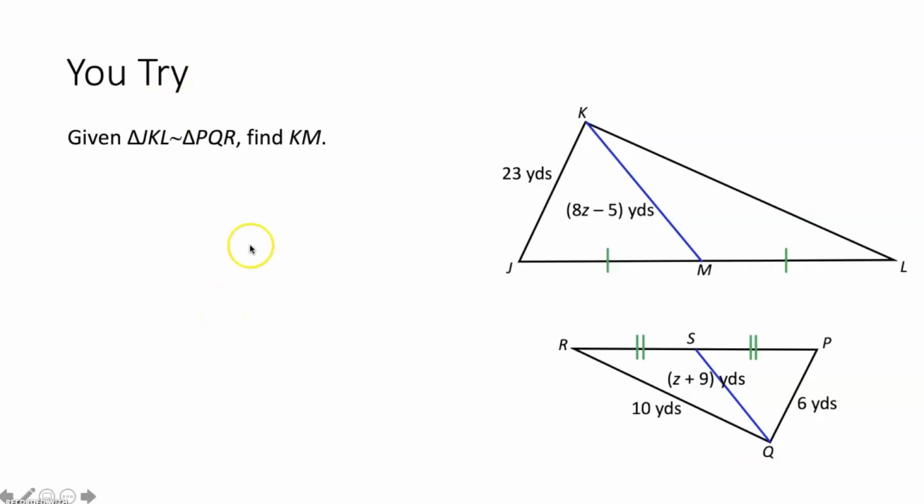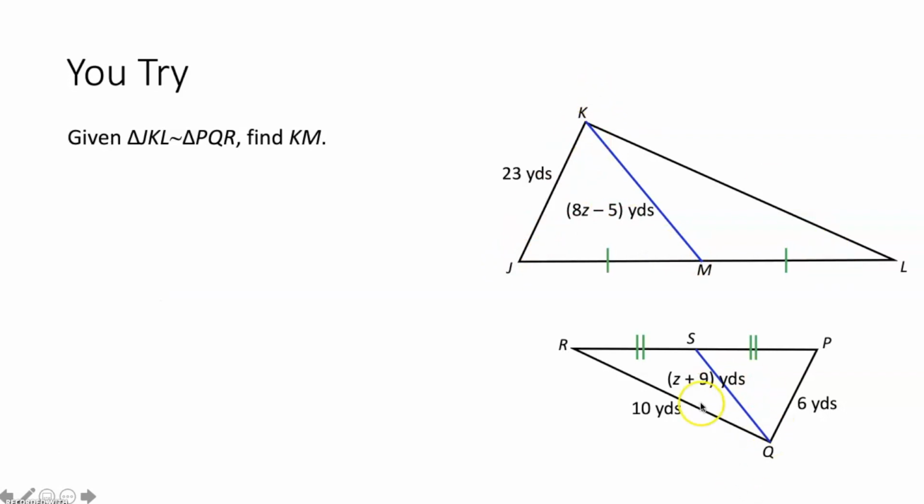Okay, doing the same thing here, except this time we know triangle JKL is similar to triangle PQR down here, and we want to find the measure of segment KM. And you see that in order to find the measure of segment KM, we clearly have to find z, so we've got to set up an equation in order to solve for z. So what do we know about segment KM? Well, it goes from a vertex to the midpoint of the opposite side. Therefore, segment KM would be a median of triangle JKL.